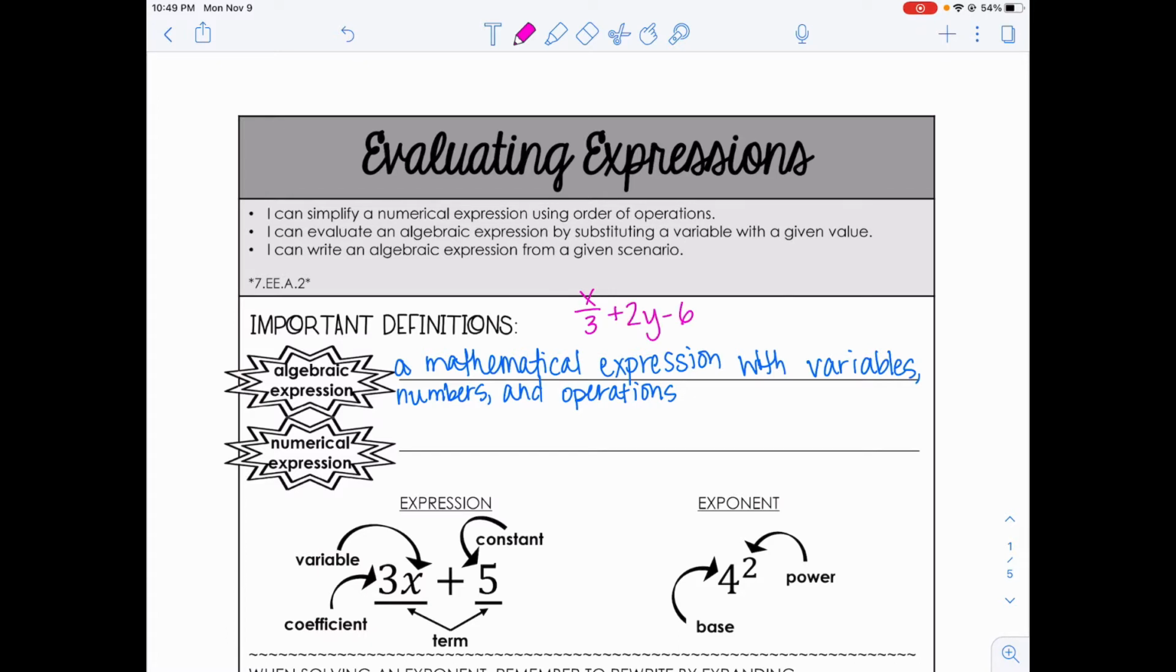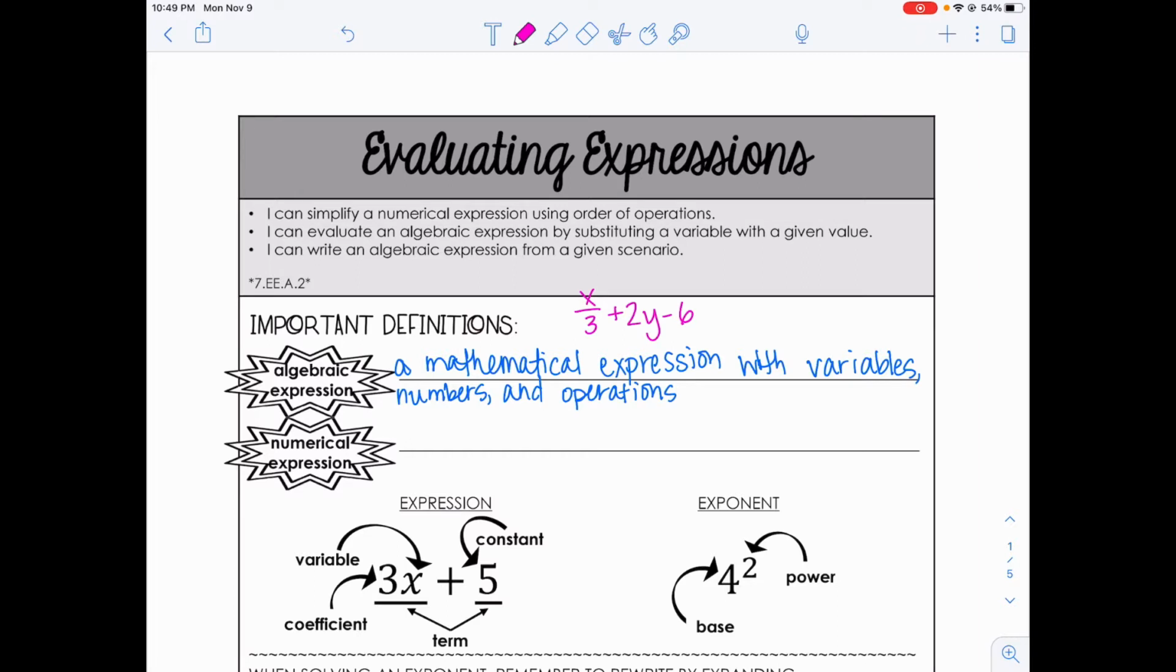This has variables, which are letters that we use to represent an unknown quantity. It has numbers, and this particular expression has all operations in it. It has addition, it has subtraction, it has multiplication, and it has division in it.